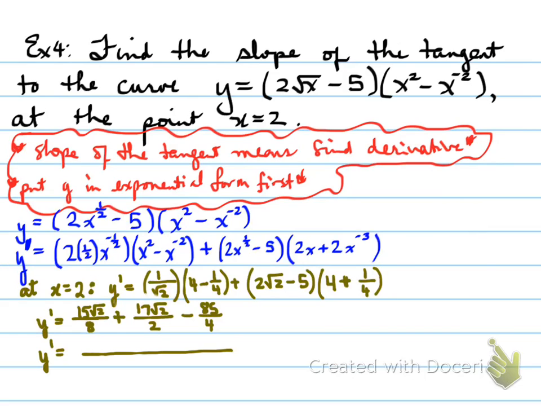So, y prime is then equal to, well, we need a common denominator of 8, and the numerator will turn itself into 15 root 2 plus 68 root 2 minus 170, all with a common denominator of 8. Well, that 15 root 2 plus the 68 root 2 will turn itself into 83 root 2 minus 85, all over 8. And this is the exact answer, folks, so without a calculator.